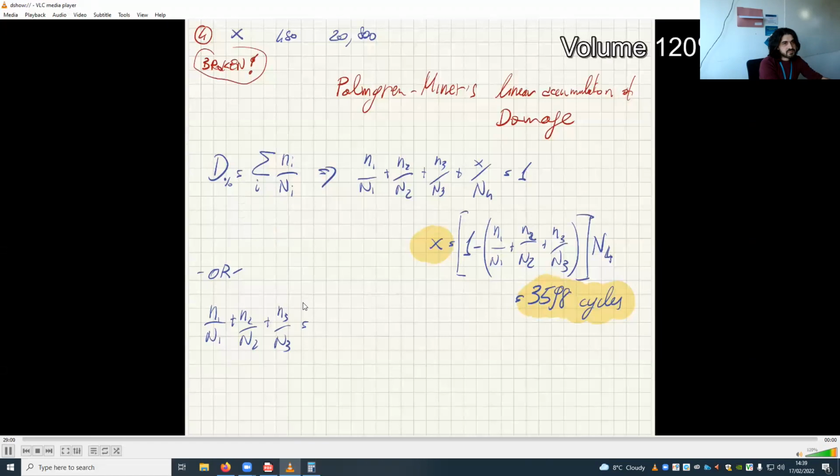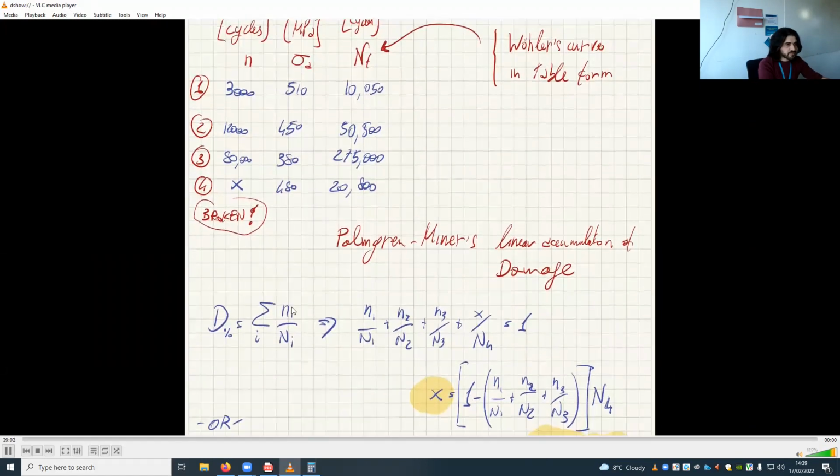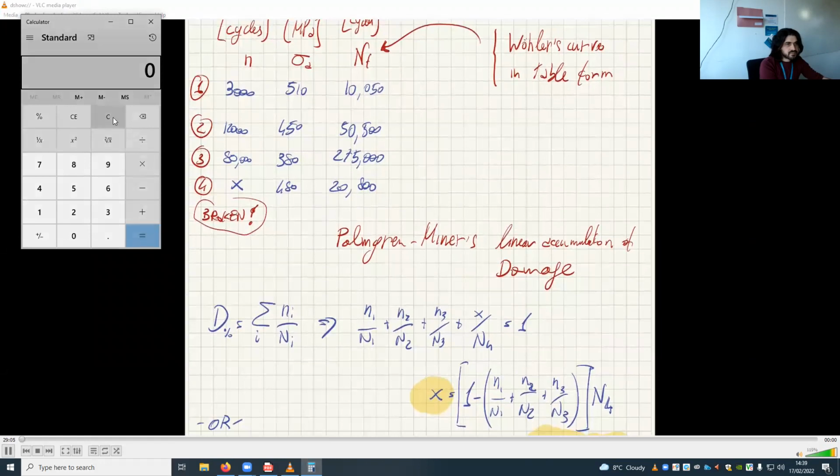And we have, not here, this goes up, this goes here. So 3,000 over 10,050 plus 12,000 over 55 plus 80,000 over 275,000. Okay, this gives 29%. Does it? No, what am I doing?